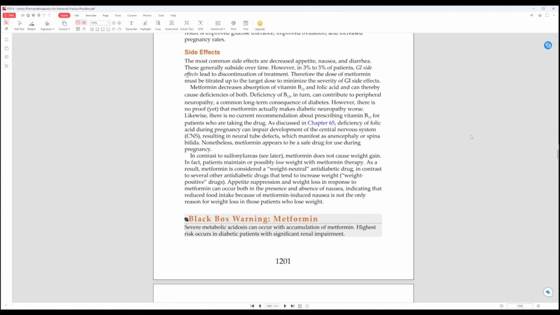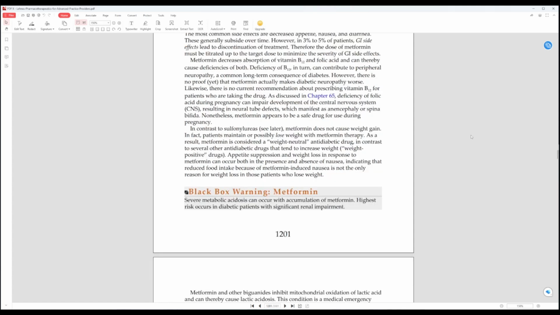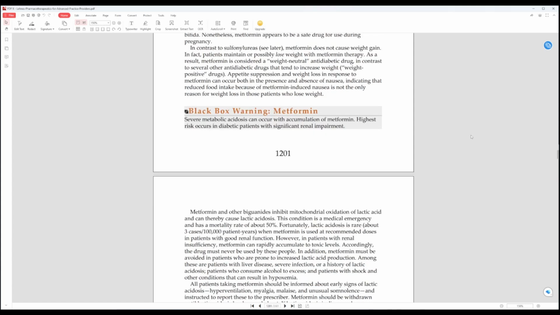Appetite suppression and weight loss in response to metformin can occur both in the presence and absence of nausea, indicating that reduced food intake because of metformin-induced nausea is not the only reason for weight loss in the patients who do lose weight. There is, however, a black box warning to metformin. Severe metabolic acidosis can occur with the accumulation of metformin. The highest risk occurs in diabetic patients with significant renal impairment.